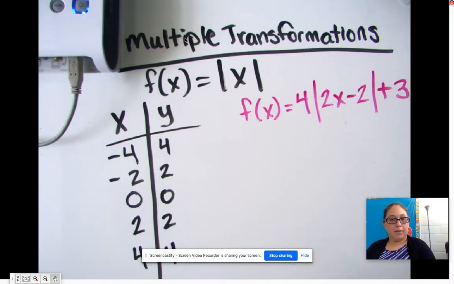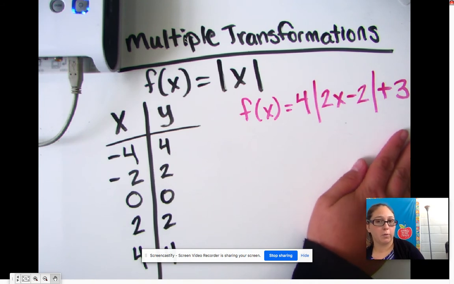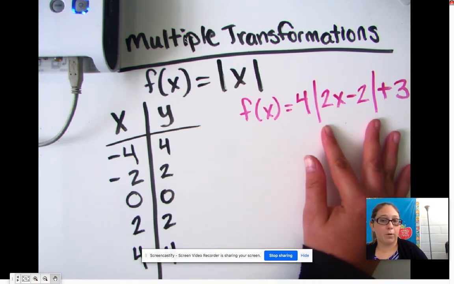Okay guys, this video is talking about multiple transformations. We're going to talk about how we can have a parent function and then we're given another function that's got multiple transformations. I am going to start with the pink function. This is something that you could be given on the quiz and it could say, how is it compared to the parent function? In this case, I should notice right away that this is an absolute value.